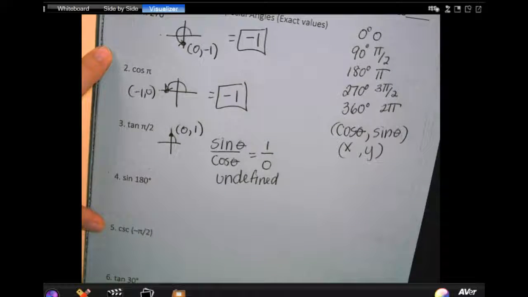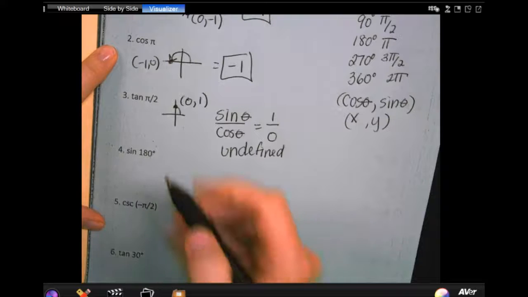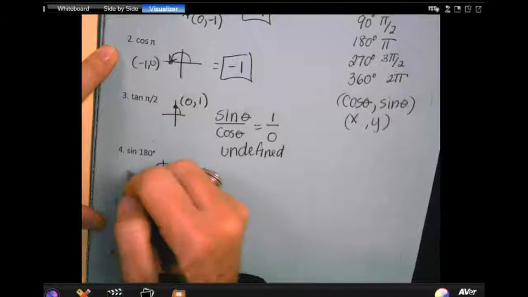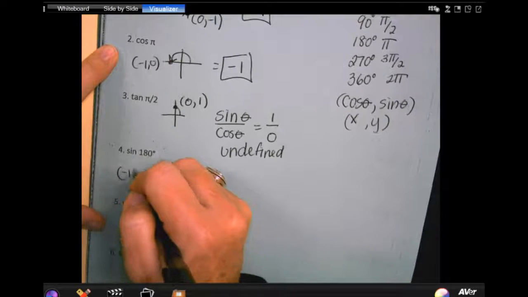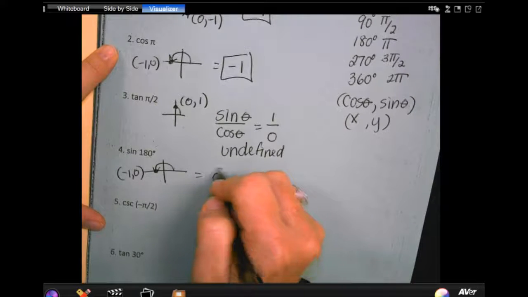This took me 25 minutes yesterday, and I just did it in less than 2 minutes today. And you understand it. And you're going, oh my gosh, this is so easy. So the sine of 180 degrees. Here's 180 right here. I get negative 1, 0. The sine is the y value, which is 0.